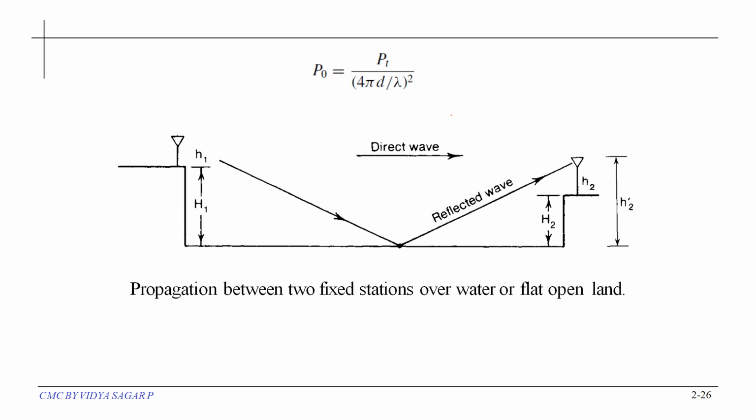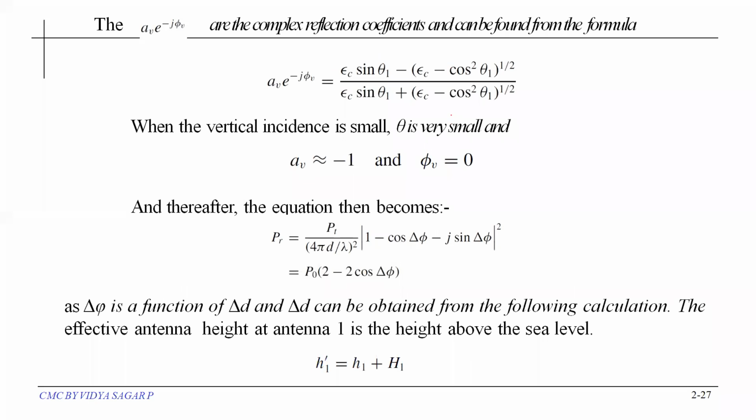Here are two situations. This one is a direct wave, another one is a reflected wave. Both these are over the water. Like H1 is nothing but the height from the water level to the base station, and H2 is nothing but the height from the water level to the mobile station. Right?